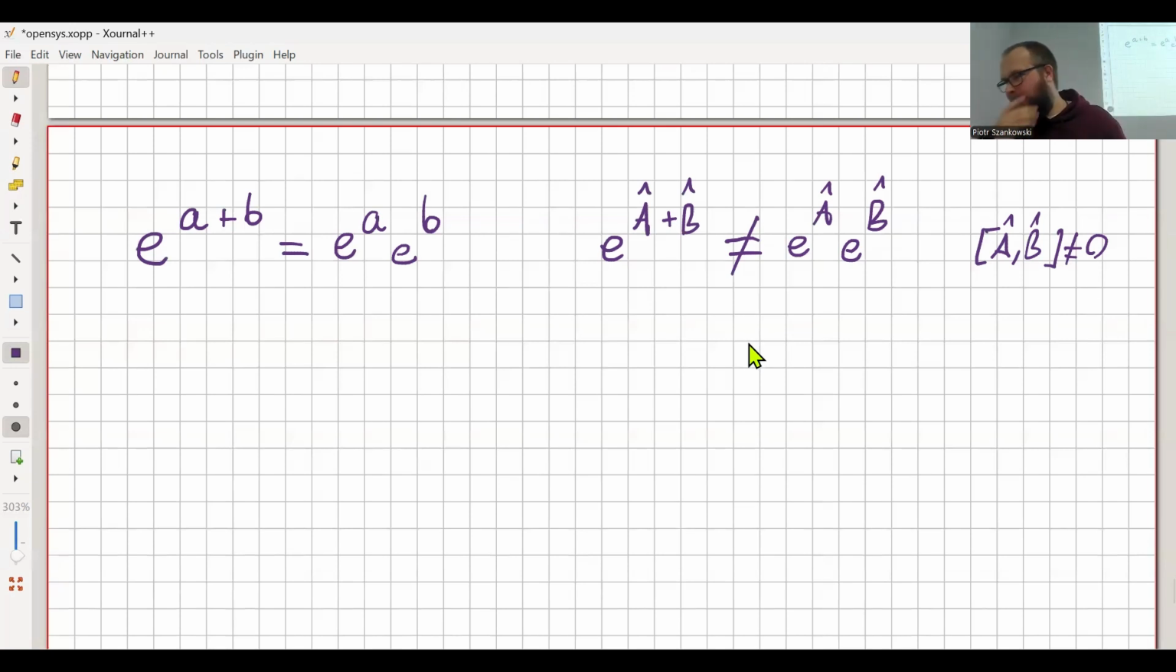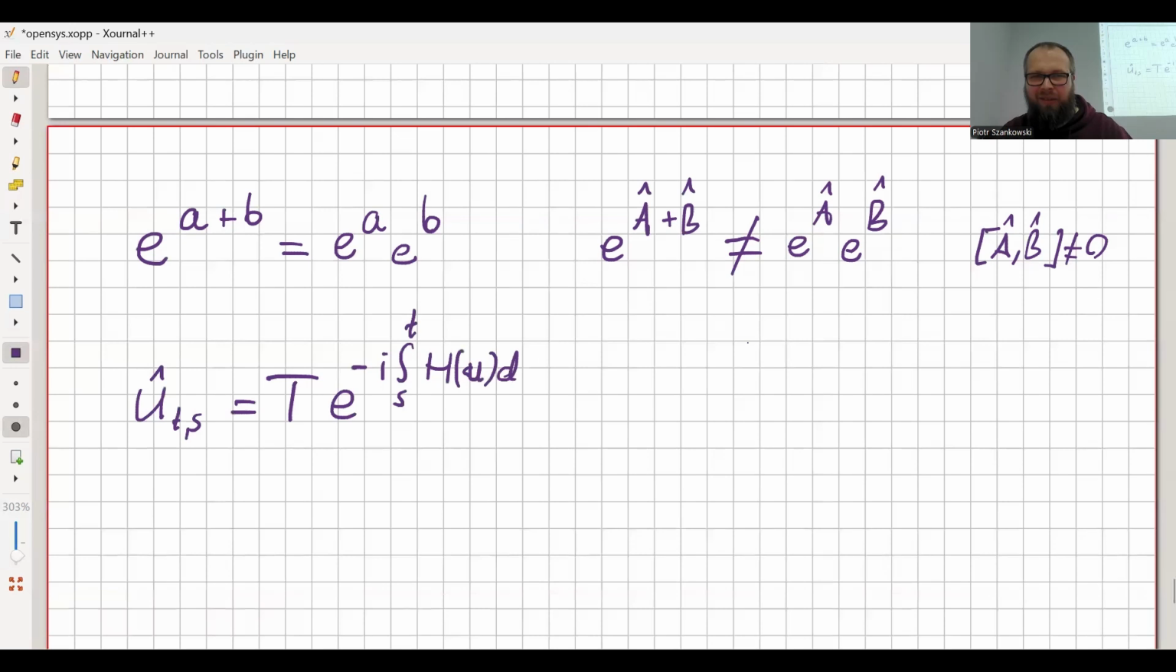Bearing this in mind, let us get back to our task at hand. So we have U. It is an exponent, a time-ordered exponent, of the integral of H(u) du. And we want to do the factorization, essentially. We want to show the composition rule. So let's start by splitting this integral into one that goes from S to W and the other from W to T.